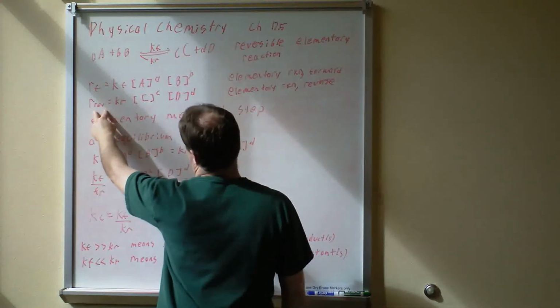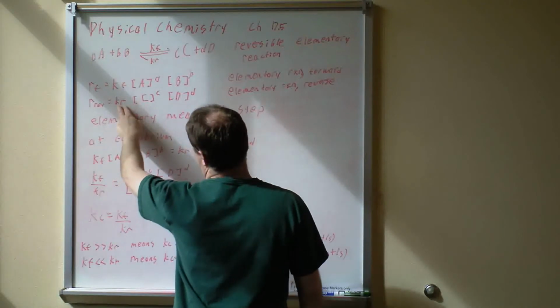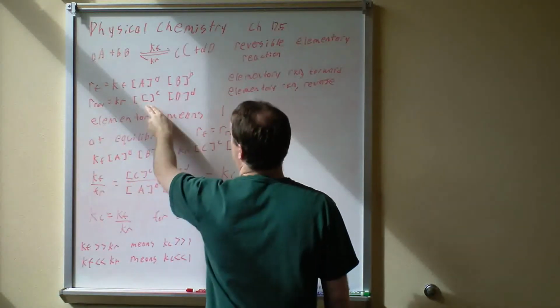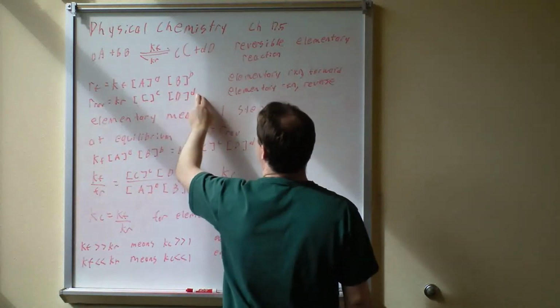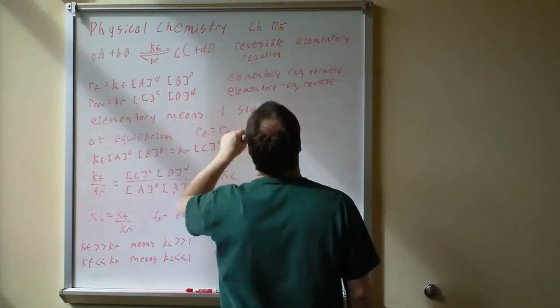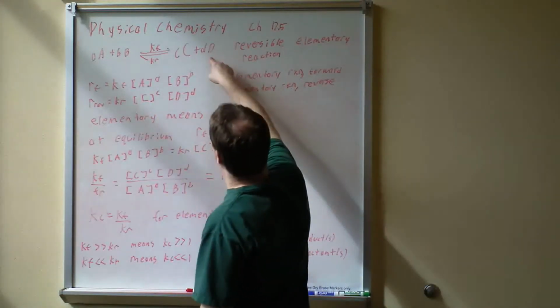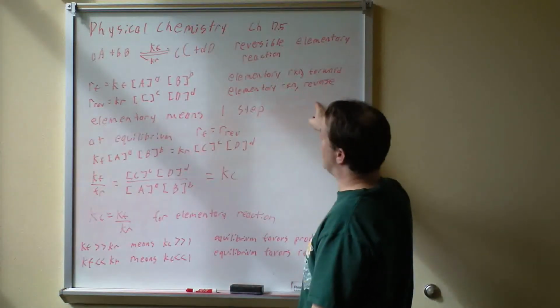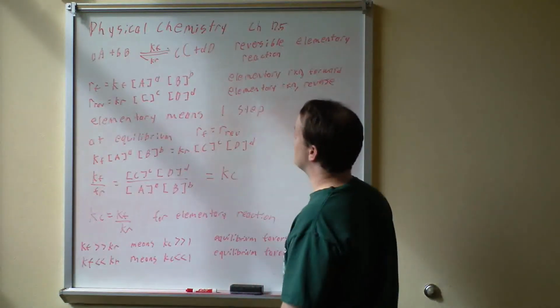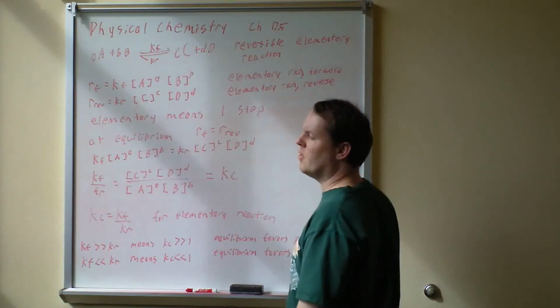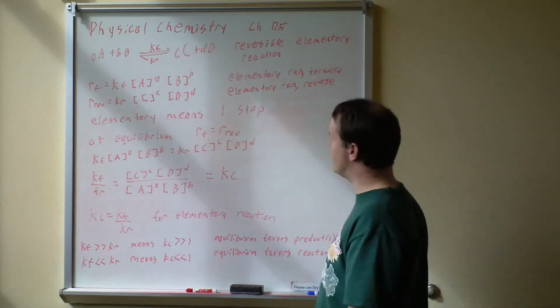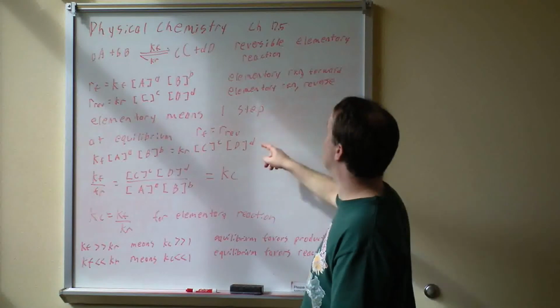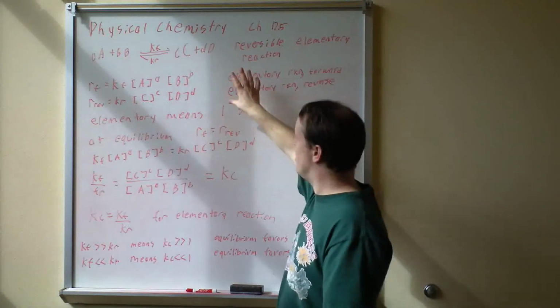Then the rate going reverse is going to be the rate constant for the reverse reaction times [C] to the c times [D] to the d, and that's because C and D are the reactants for the reverse reaction. And again, this would only be true for an elementary reaction, and this is for the reverse reaction. And remember, elementary means it happens in one step. If you have a reaction that happens in multiple steps, it's not an elementary reaction, so you can't use this at all.